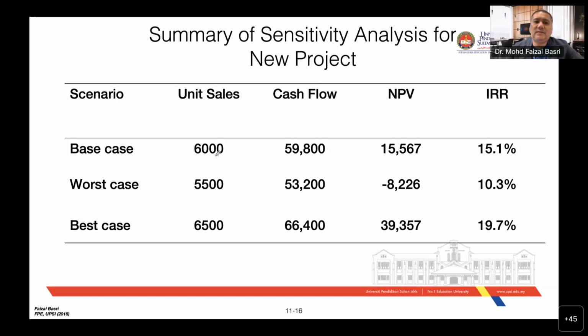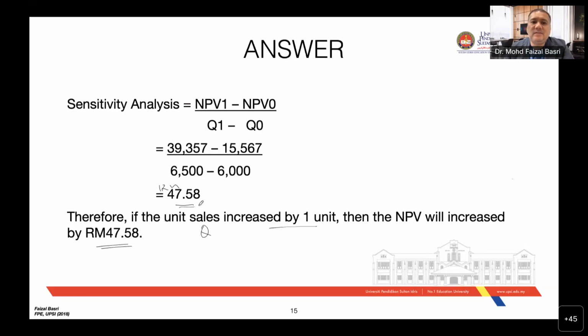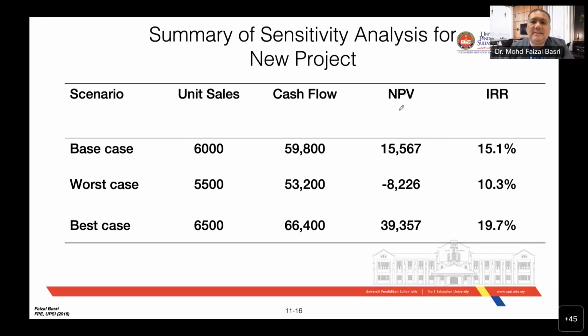I just showed you based on a comparison of base and best case. Even if you calculate based on base and worst case scenario, when you do the sensitivity analysis, you should get the same 47.58 figure. This is just an estimation for NPV and also internal rate of return when we change one variable, which is Q, the quantity or unit sales, from 6,000 base to 6,005. If you want to try, you can try based on 5,005 and recalculate the NPV.